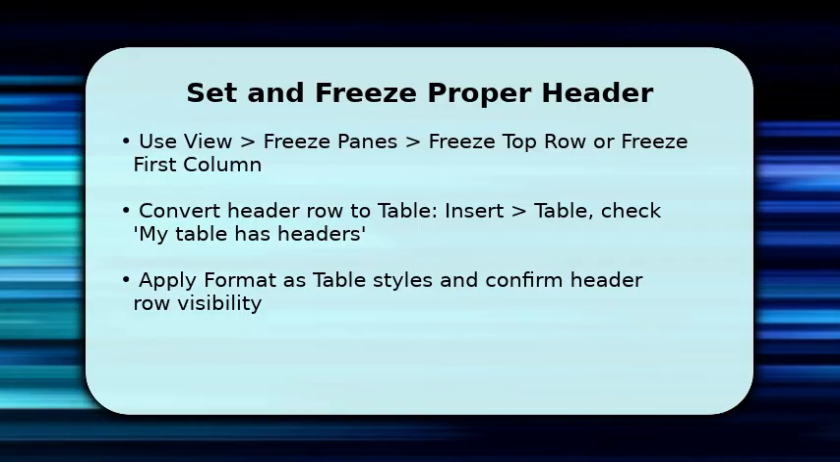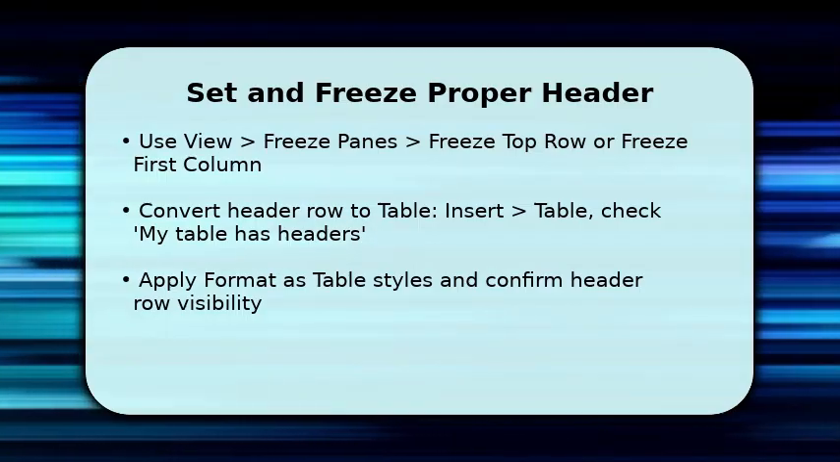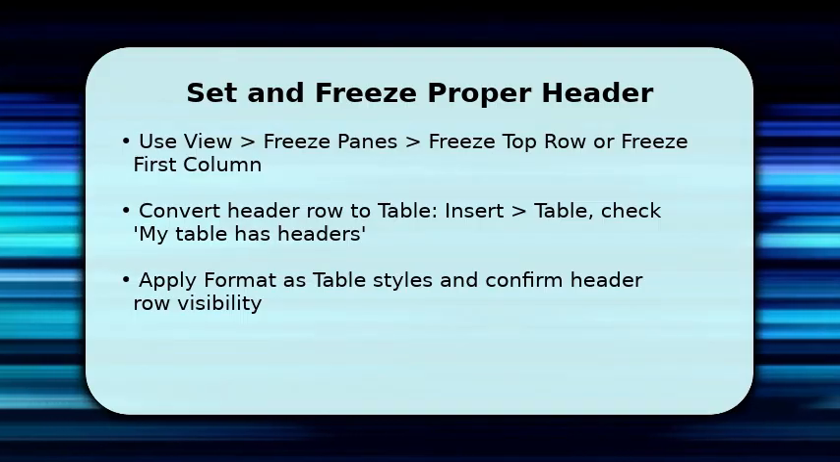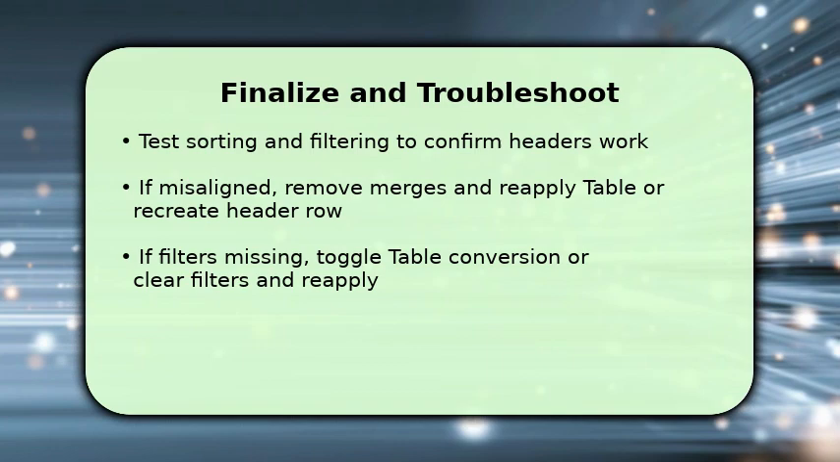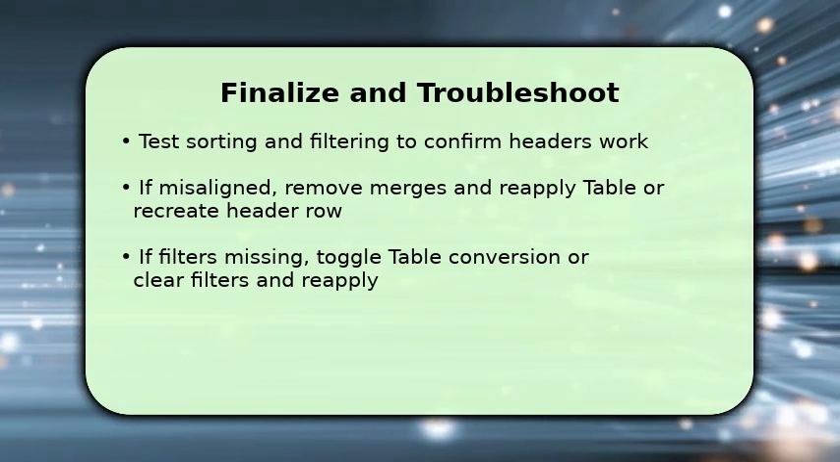Make sure filters appear on each header cell. If they don't, reapply the table conversion. Also check cell styles, apply bold and wrap text to preserve full titles. These steps lock the header into Excel's structure. To finish, test by sorting a column and using filters. This verifies the heading functions correctly.